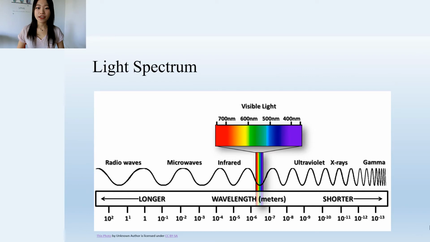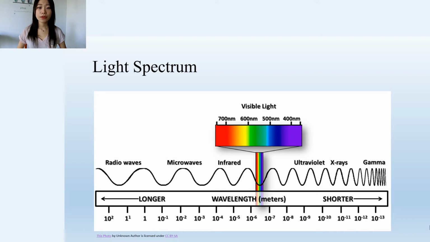Let's go back to this figure again. Remember that visible light is just a range of wavelengths that can be seen by human eyes. And this wavelength range is from 400 nanometers to 700 nanometers. The red light has a longer wavelength. It is around 700 nanometers. And blue light has a shorter wavelength. It has a wavelength around 400 nanometers. And from red to blue, it contains all the colors in the rainbow.